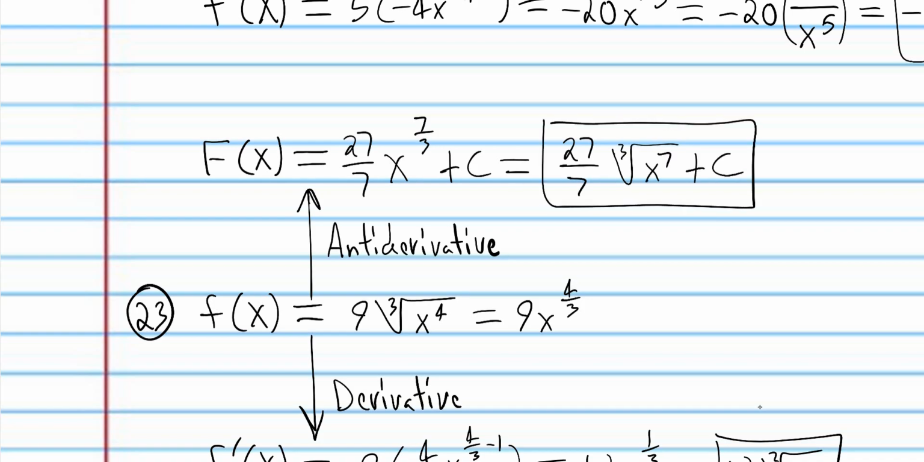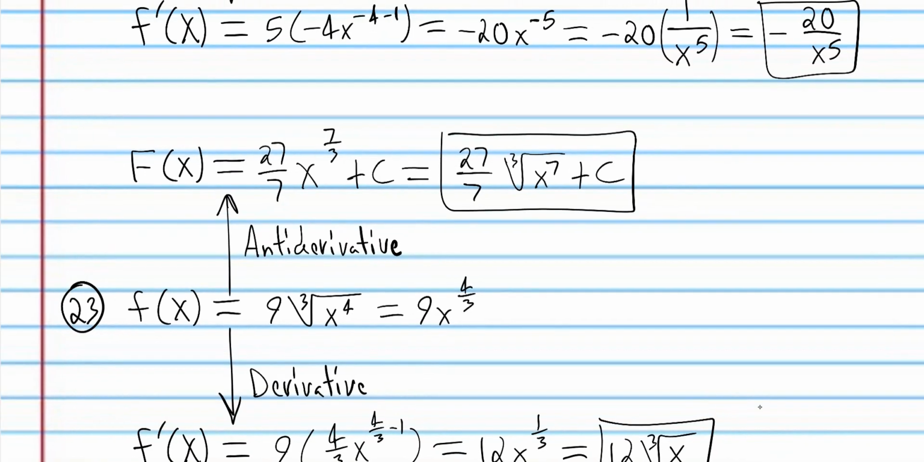And there you go. Now you can also write that as the cube root of x all raised to the 7th power. Remember, there's two versions of exponent rule number 10. So just be aware of that.